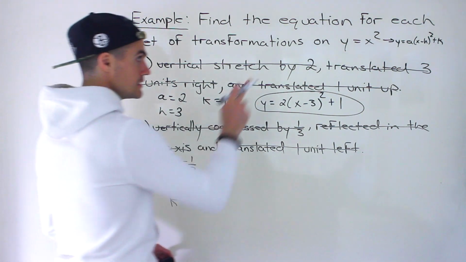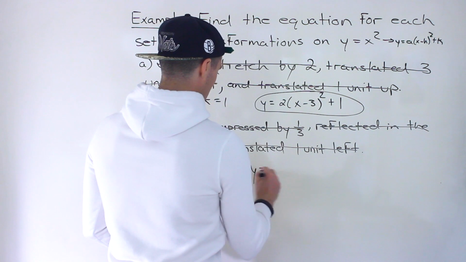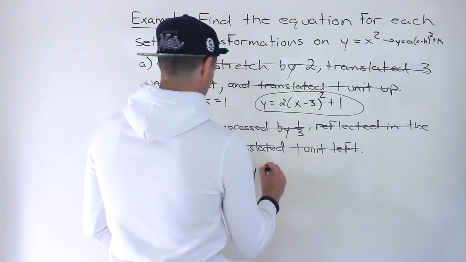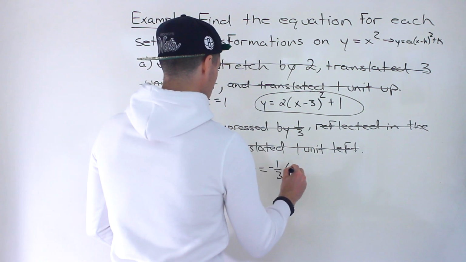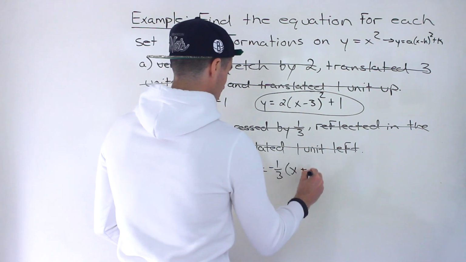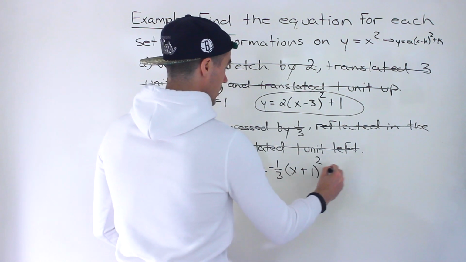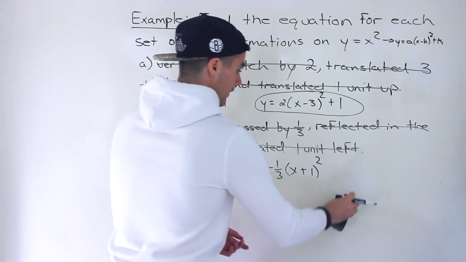So plugging these into that format, we end up with y equals negative 1 over 3 (x plus 1) squared. And there's a plus 0 here, but we don't have to write that 0.